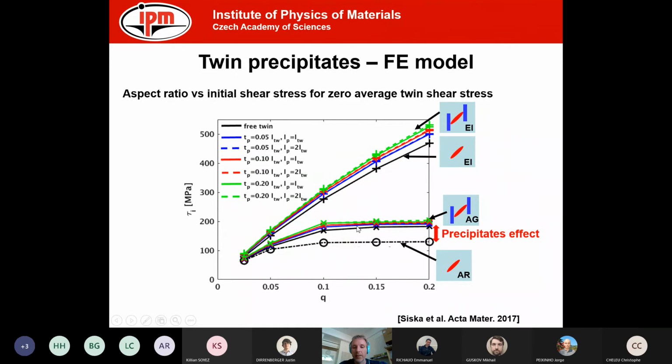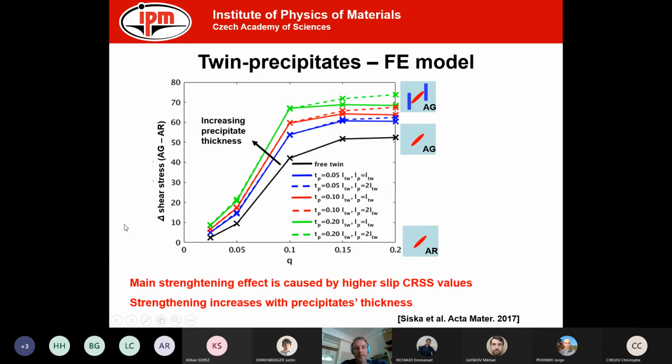We include plasticity. What you can see is that the stress will level up from a certain aspect ratio and doesn't grow for the higher one. And if you compare the twin with as-received condition with the twin with precipitates in aged condition, you get the precipitate effect. So let's have a look at this difference in more detail. This is in this stress, so basically the baseline value is this as-received state of a standing twin.